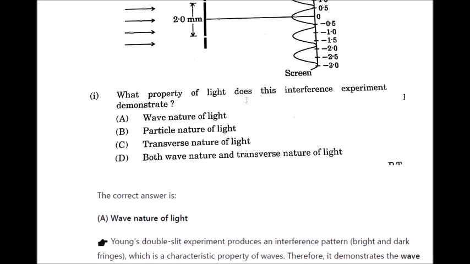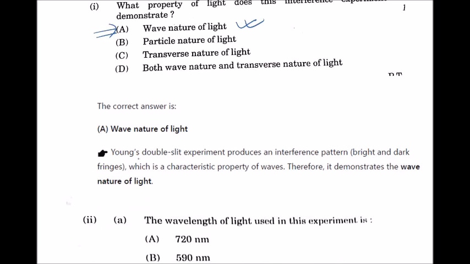First question, what is the property of light that this interference experiment demonstrates? And the correct answer is option A, wave nature of light. That is Young's double slit experiment. It demonstrates the wave nature of light.